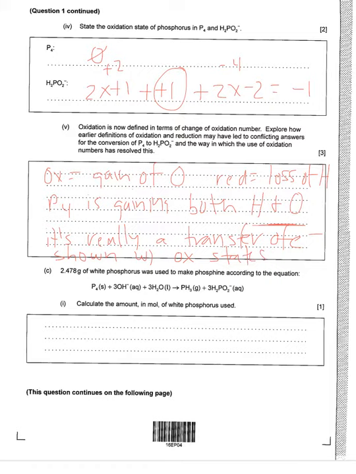Part C, 2.478 grams of white phosphorus was used to make phosphine. Calculate the amount in moles used. So I've got 2.478, and the molar mass is going to be 4 times 30.97. So that gives me 0.01994 moles, if I stick with my sig figs here.